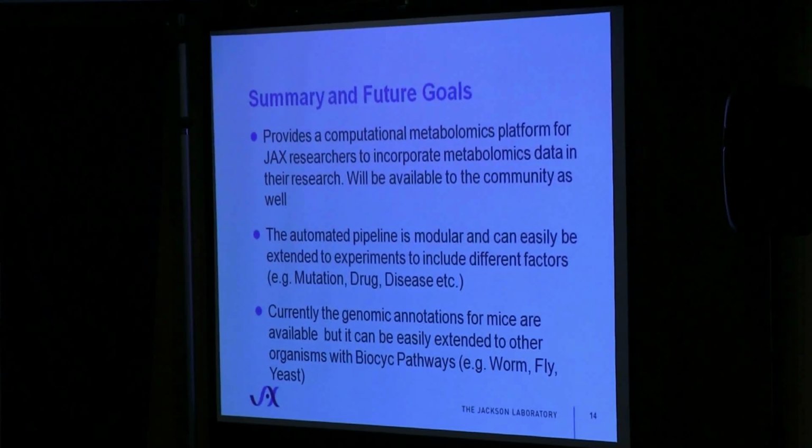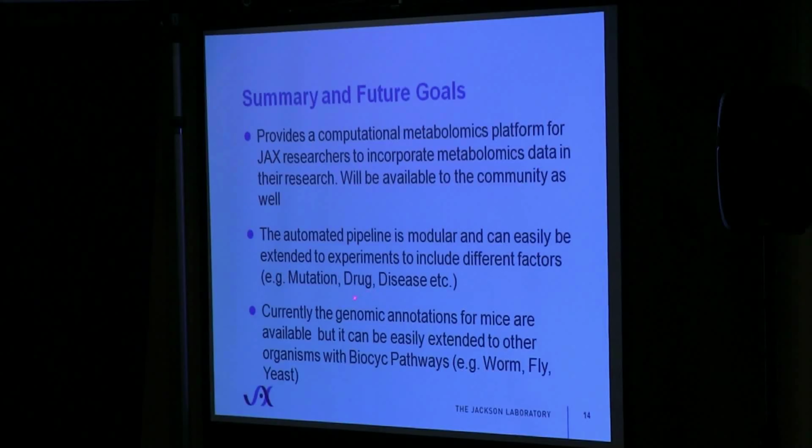So it's pretty modular that way. Currently, the genomic annotation for mice is available because it is built for Jackson Labs, and we are more interested in mice. Metabolomics in this particular project used 3 mice mutants, but it can easily be extended to other organisms which have the biopathways, for example, worm, fly, and yeast.